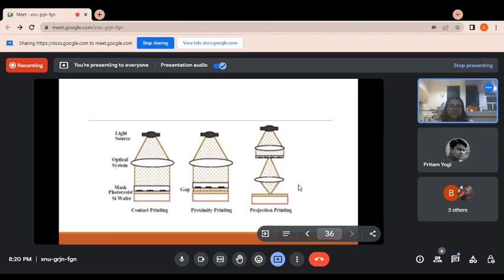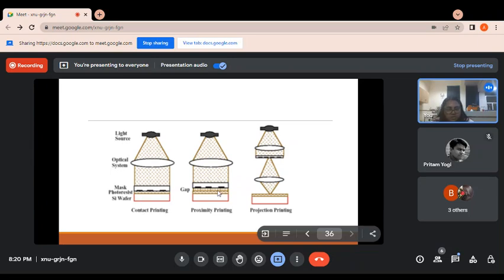Here you can see this is the light source, then the optical system, then the mask is present, and this is the photoresist, then below the photoresist is the silicon wafer, and this first one is contact printing. So what is happening in contact printing? The silicon wafer, then photoresist, then mask. The mask and photoresist are directly in contact. That's why it is called contact printing.